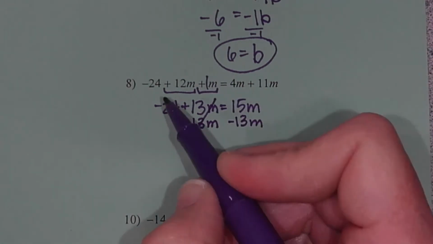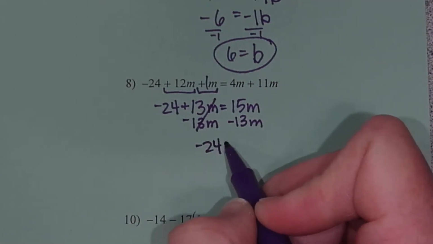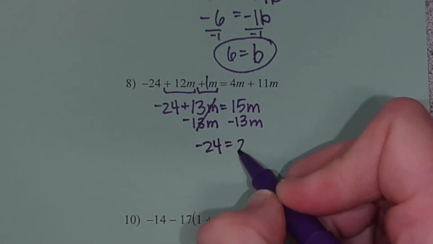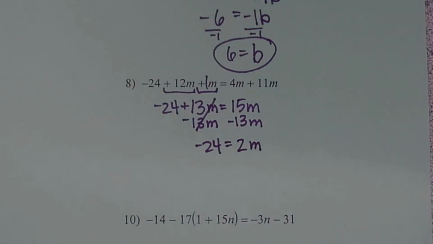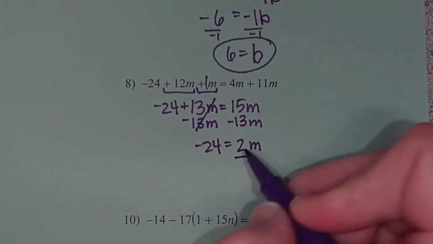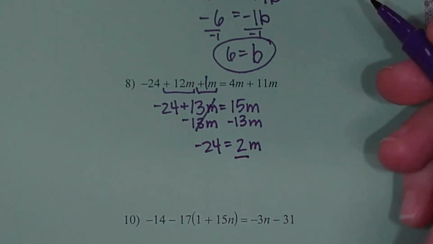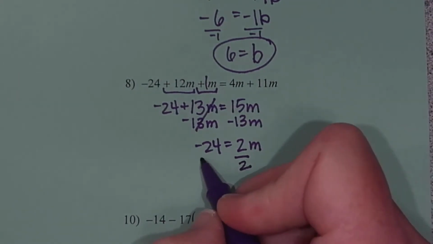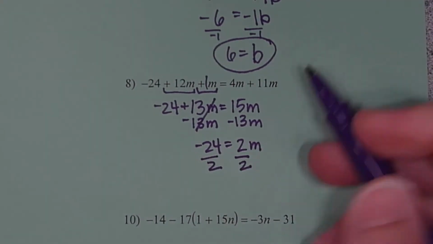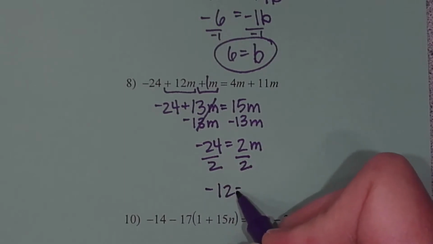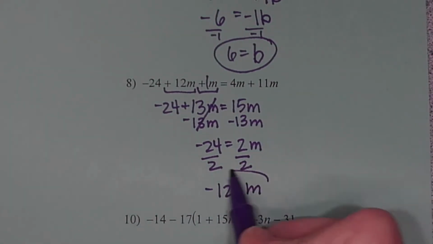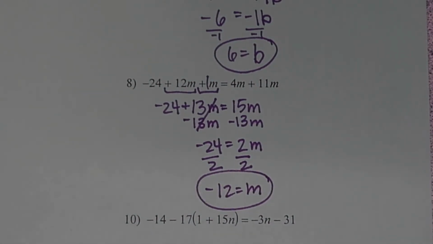That guy goes away. We bring down the -24. And over here, we're just going to be left with 2m. And now to get rid of the 2, we divide. Right? Now what you're seeing here is multiplication. So we're going to do the opposite of multiplication, which is division. And you're left with -12 equals m. And you're done with that one.